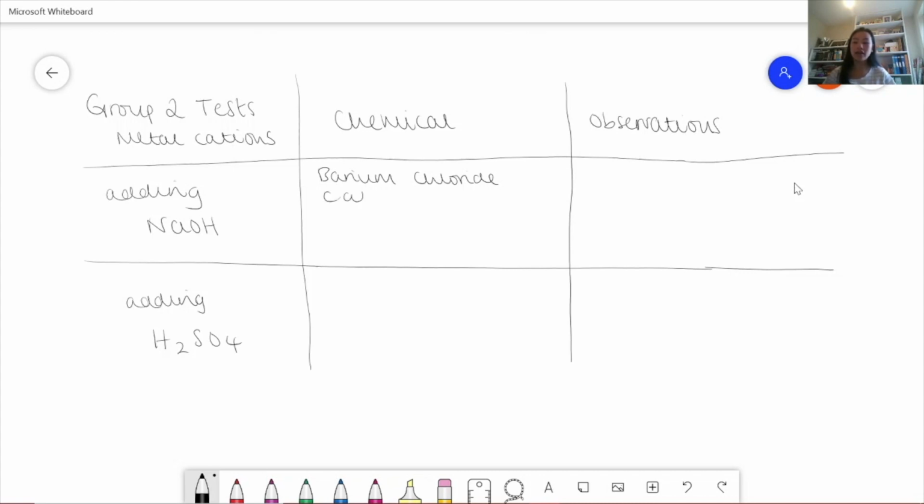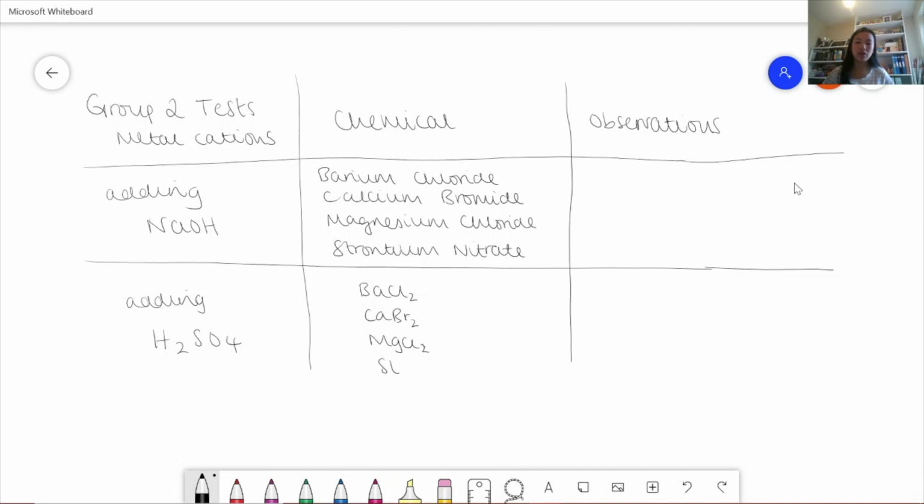So you'd have calcium bromide and magnesium chloride, and also strontium nitrate. I'm just going to write them in. I'm just going to write the chemical formulas here. So you can have calcium bromide, magnesium chloride, and strontium nitrate.